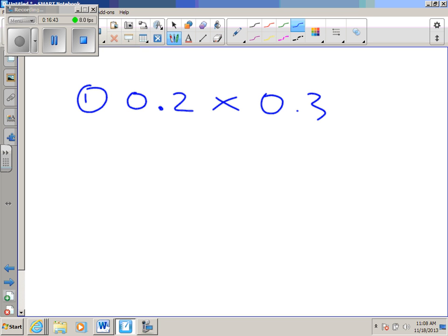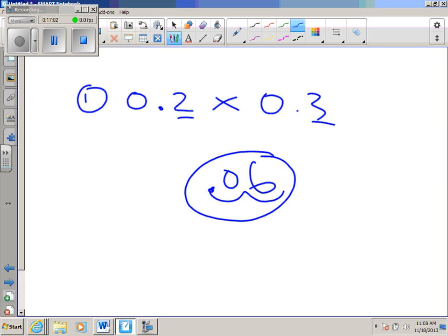Okay, number 1, 0.2 times 0.3, going back to multiplication. So our facts, 2 times 3 is 6. How many decimal places do we have? 2, so I'm going to go over 2. 1, 2 becomes 0.06.